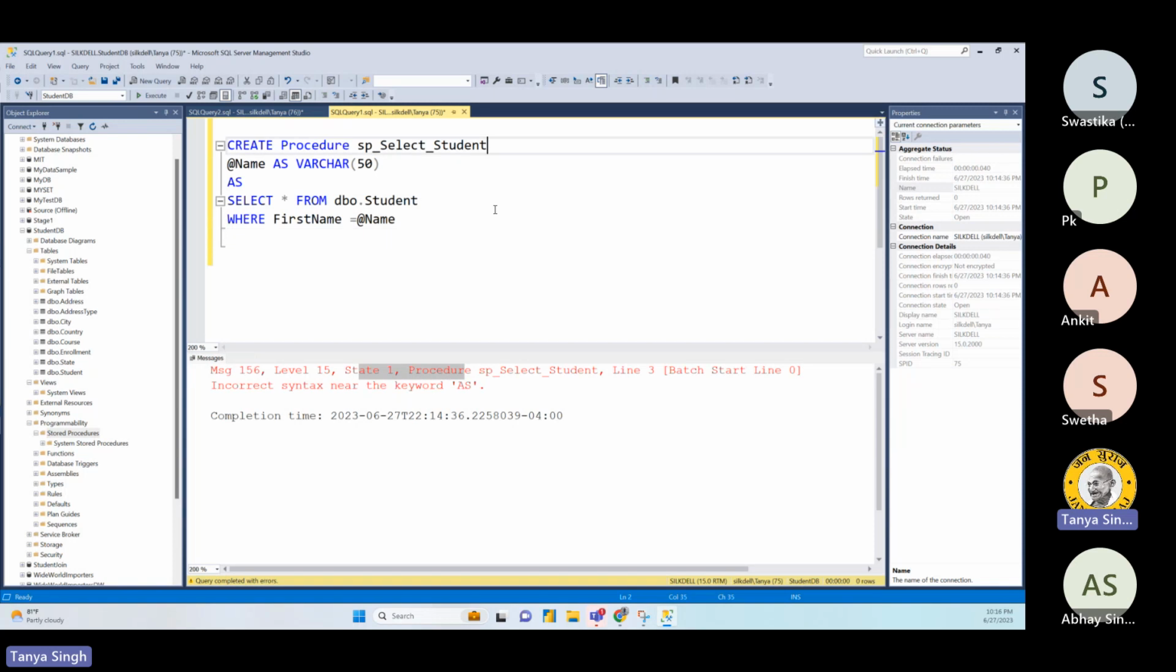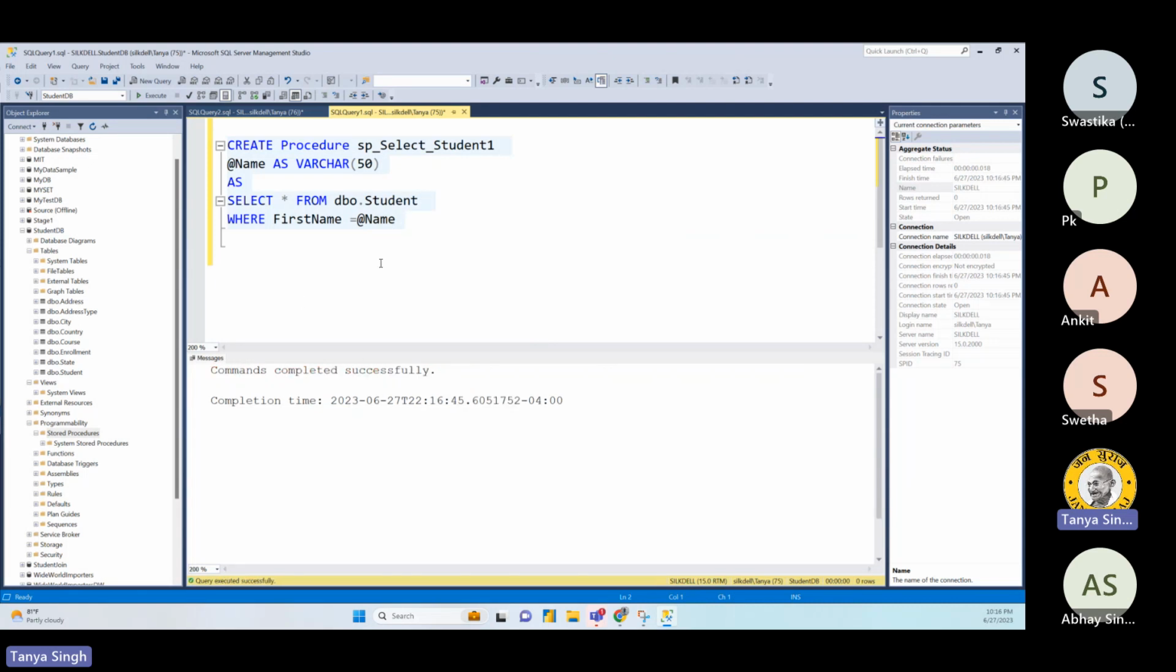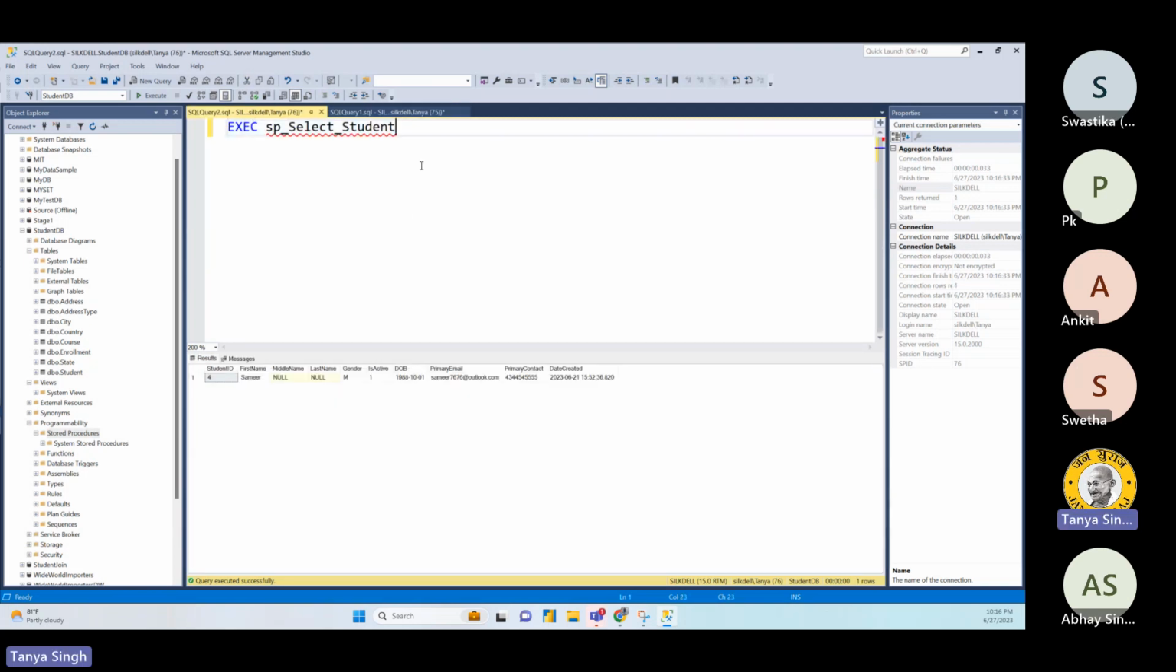Let me create a new procedure, student one, with the parameter. When I execute it, while calling this stored procedure I can pass the parameter, and whatever value I pass over here will match over here. So now it looks like exec sp1, and then there is a parameter. What are the other names?